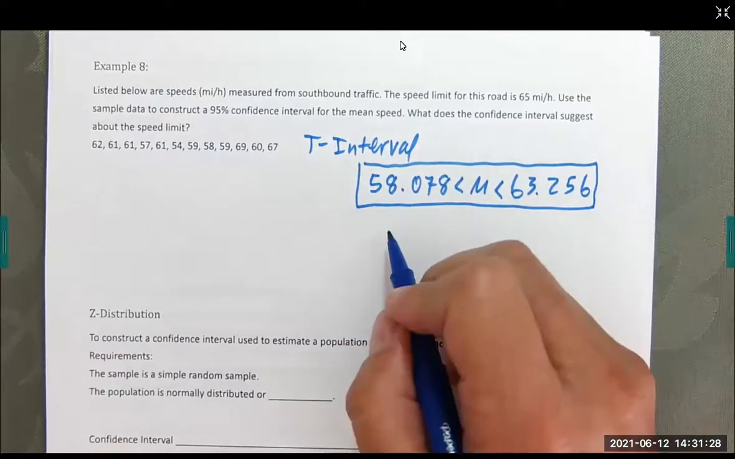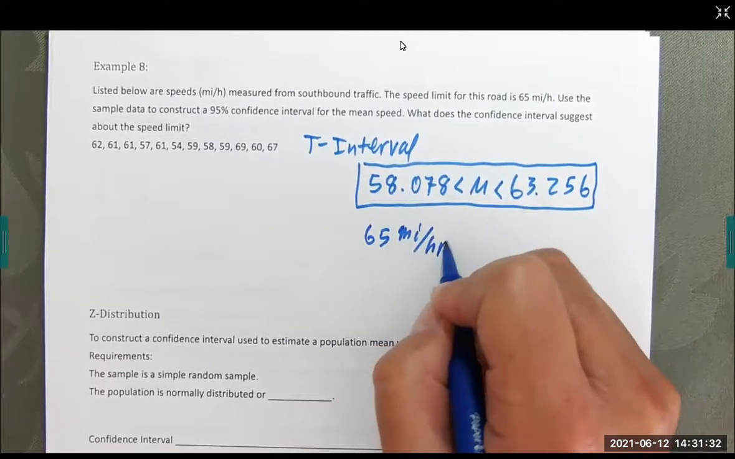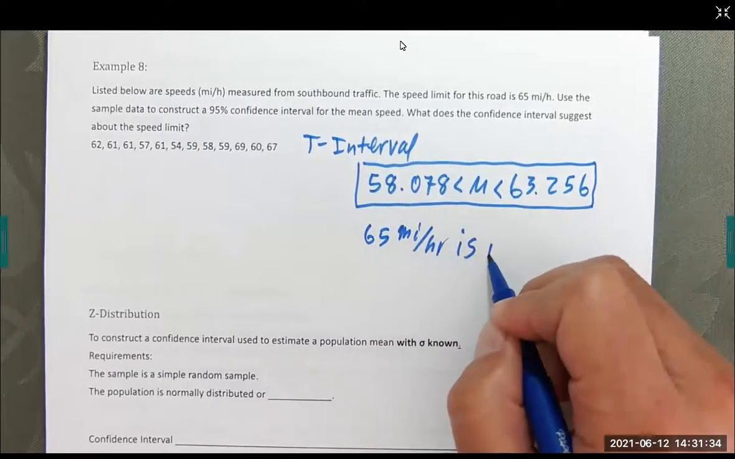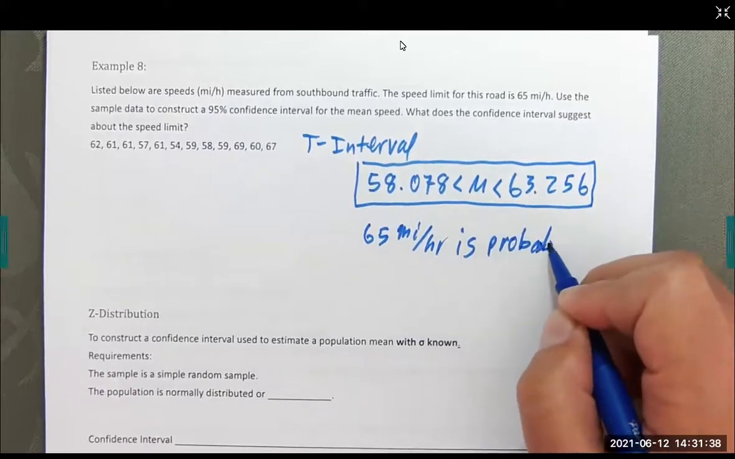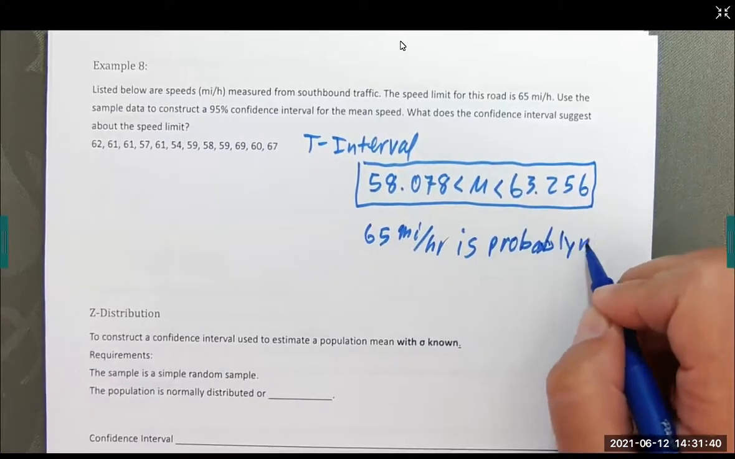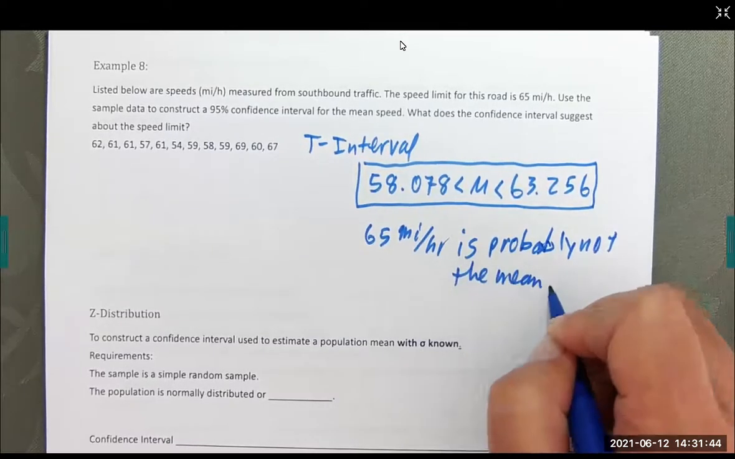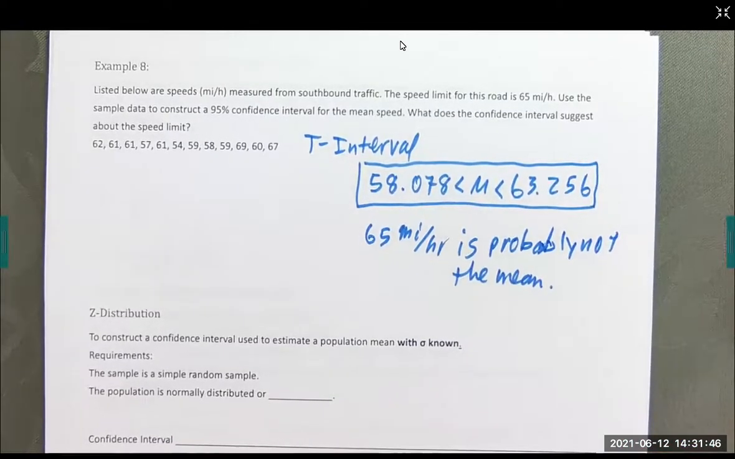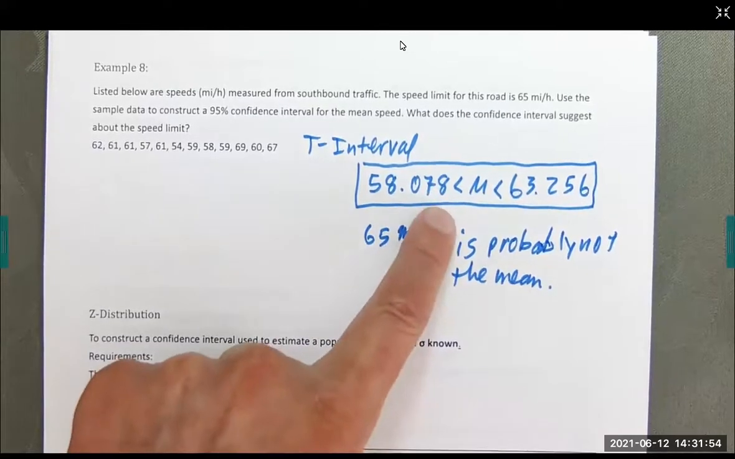That 65 miles per hour is probably not the mean. I'm using the word probably. That's an everyday word that you and I use all the time. I'm using it in a statistical form, meaning the probability that this is in here is very, very low.